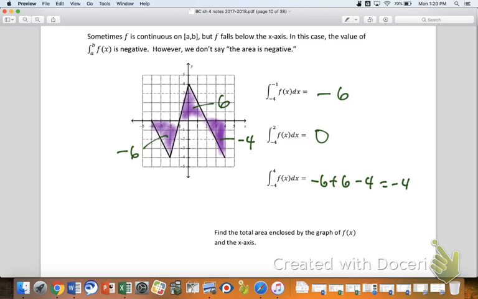So the last thing I'm going to ask here is a very common question. Very bottom there it says, find the total area. Really important phrase there. Find the total area enclosed by the graph up there of f of x and the x-axis. So find the total area. So let's establish a couple things. Number one, area can never be negative.